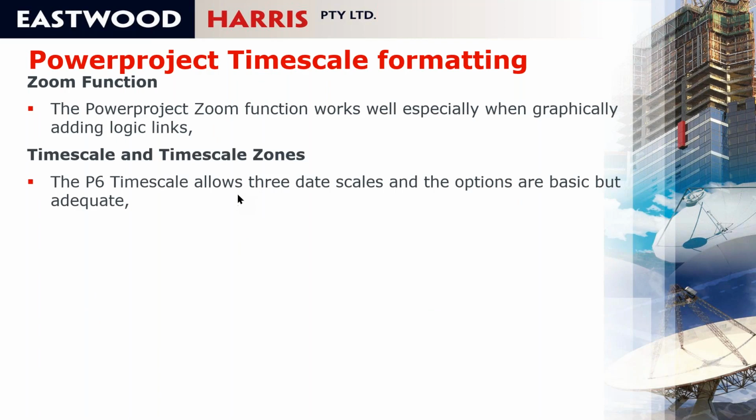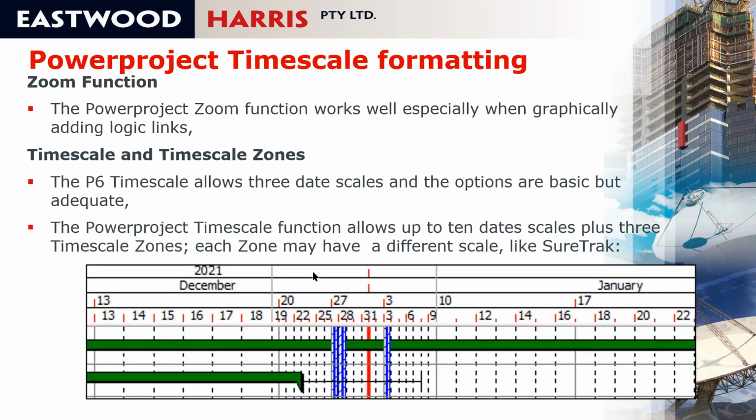Time and timescale zones: the P6 timescale allows three date scales, so you can have, say, year, month, and week, one above the other. Whereas in Powerproject, you can have up to 10 of these if you want to. I don't recommend you have 10, but you can have up to 10 different lines here. This is showing 4: I've got the year, the month, then the week, and then the day.